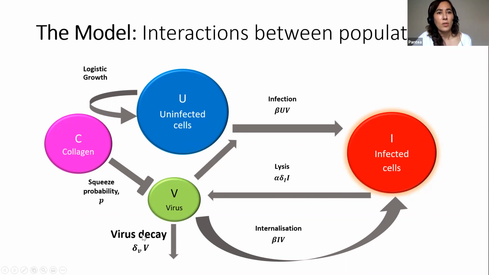Now, the virus is also going to decay. I don't know why virus decay is so big, but let's just go with it. And that's going to happen at rate delta V. And then the tumor grows logistically, and we also have this collagen. I've put this in just to show that the collagen can suppress virus diffusion. Okay, so having a look at the model.